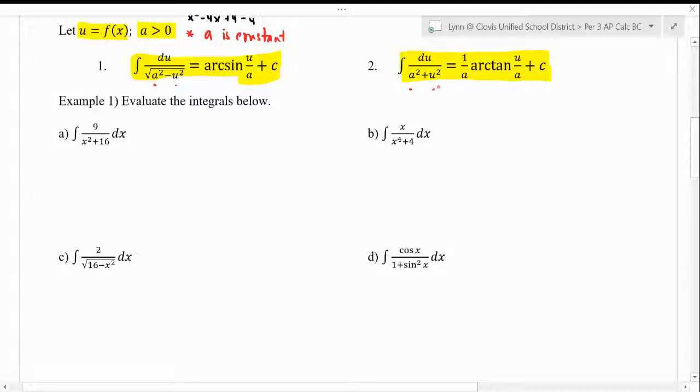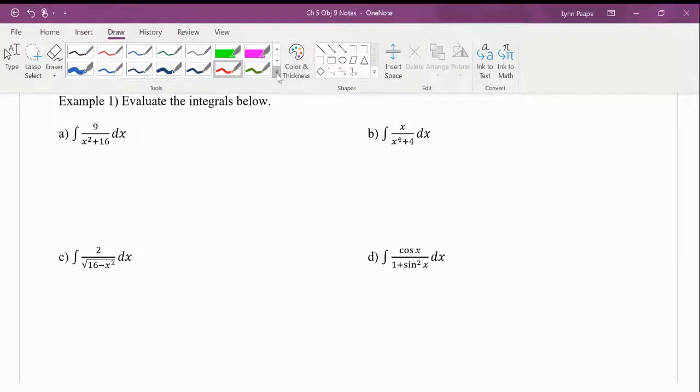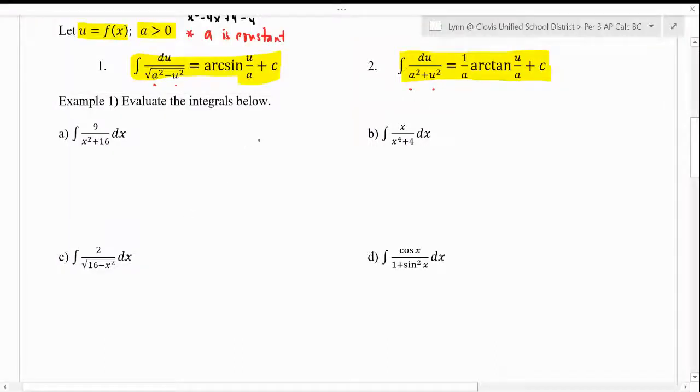So let's take a look at example 1, part A. For this one, what we want to make sure we are recognizing is that we have arctangent versus arcsine, and this would be arctangent. And so I want to put it in this format here. For starters, I'm going to pull that 9 to the front, and I can do that because it's a coefficient. And so that would just be a 1 here. And then I want my constant term squared first, and then plus my variable term squared second. So my constant is 16, so I'm going to rewrite that as 4 squared. And then my variable term is just x squared.